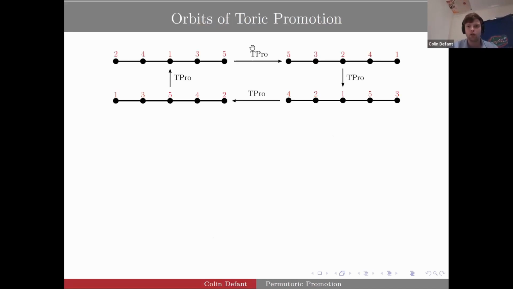So here's an orbit of toric promotion. If I start with this labeling of this path graph and I do toric promotion, I get this labeling. If I do toric promotion again, I get this labeling. If I do it again, I get this labeling. And if I do it again, I get back to where I started. So this is an orbit of size 4 for toric promotion.